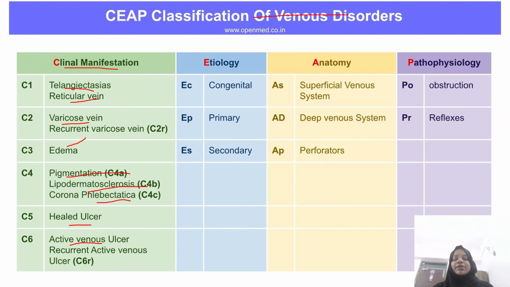Based on etiology also, we can classify them into congenital, primary and secondary, EC, EP and ES. And based on anatomy, it can be either the superficial system alone involved, or the deep venous system, or the perforators, or multiple systems can be involved together as well. Pathophysiology can be due to obstruction or due to reflux from the perforators and all.